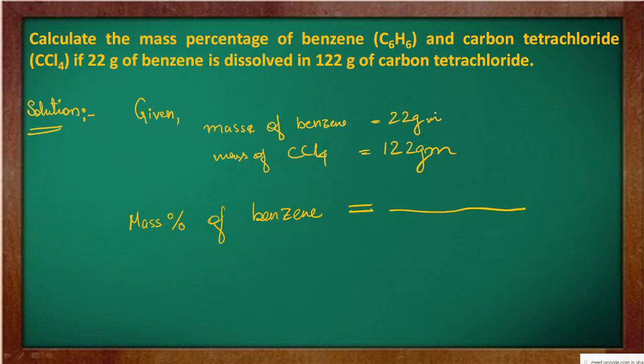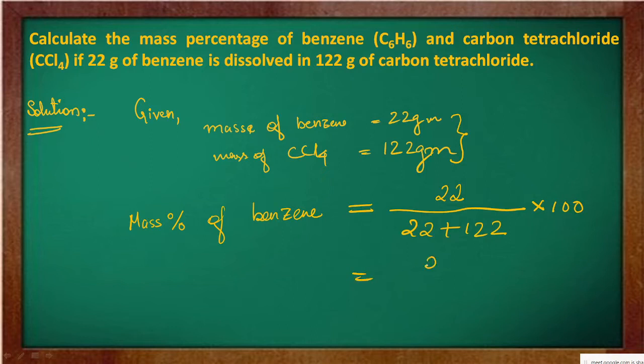Now look carefully, the solution that is formed is made by mixing these two. By mixing these two, I am preparing the solution. So the mass of the solution will be 22 plus 122. And you are calculating the mass percentage of benzene, so benzene will be kept above, that is 22, and you need to multiply this by 100.